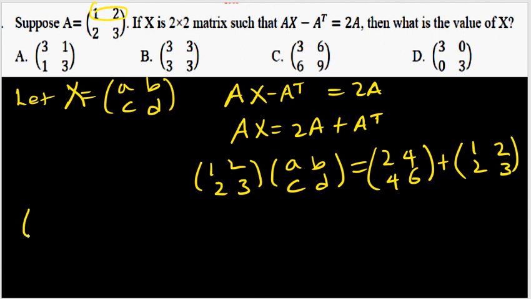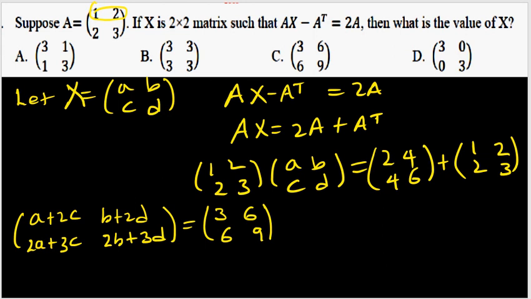Therefore let's multiply. When you multiply, the first row multiplies the first column, so 1 times a is a, and 2 times c is 2c. Again the same way, 1 times b is b, and 2 times d is 2d. The same way it goes: the second row multiplies the first column, 2 times a is 2a, and 3 times c is 3c. And on the right side I add correspondingly: 2 plus 1 is 3, and 4 plus 2 is 6.